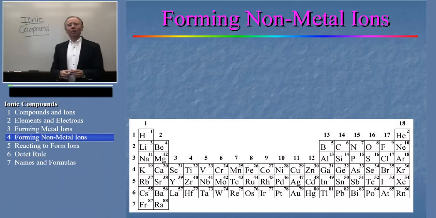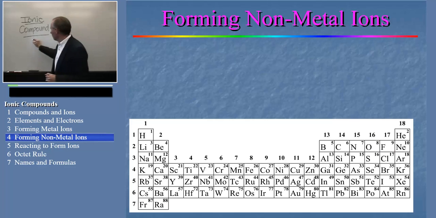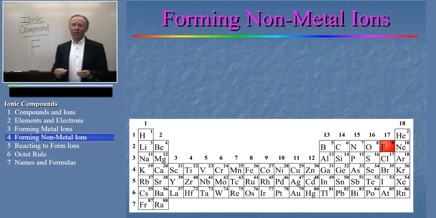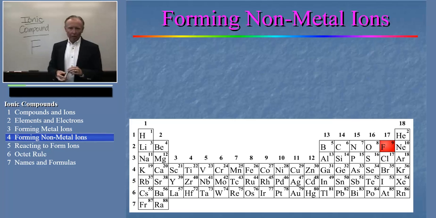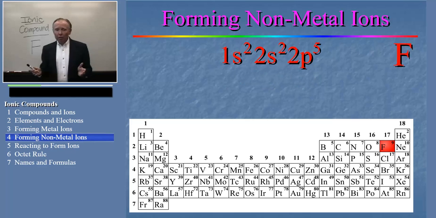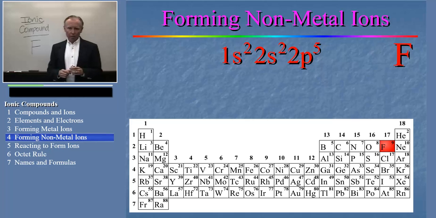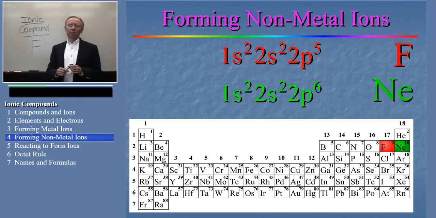Now, let's take a look at another close neighbor of neon, namely fluorine. As we did with sodium, whenever we're trying to predict how an element will react, the first step we want to take is to look at the electron configuration of the element. Here's the electron configuration of fluorine. And just for reference, here once again is the electron configuration of neon.